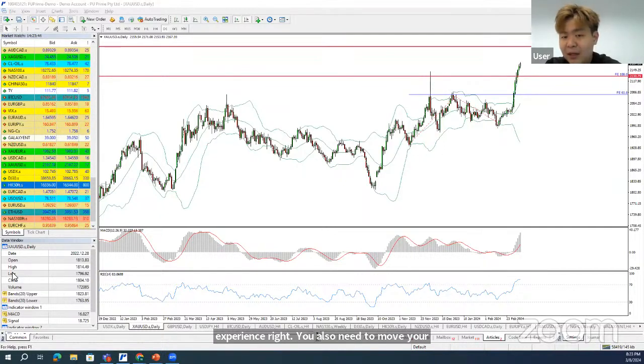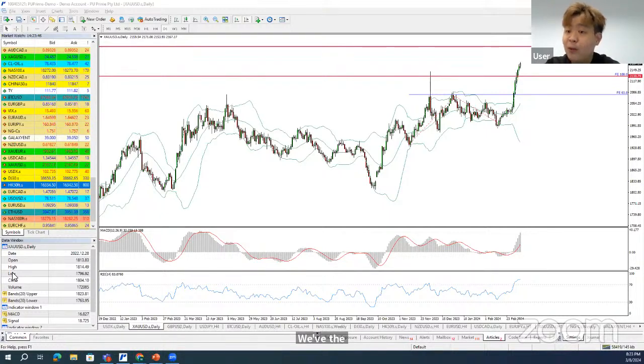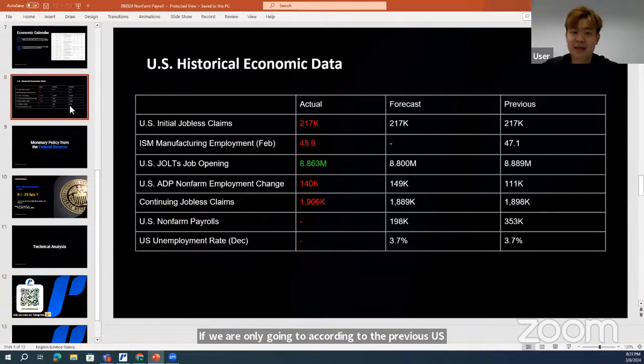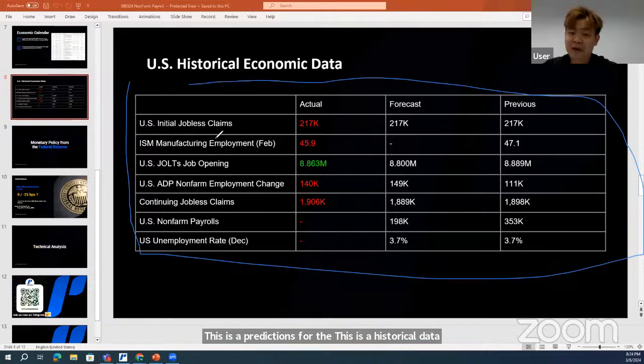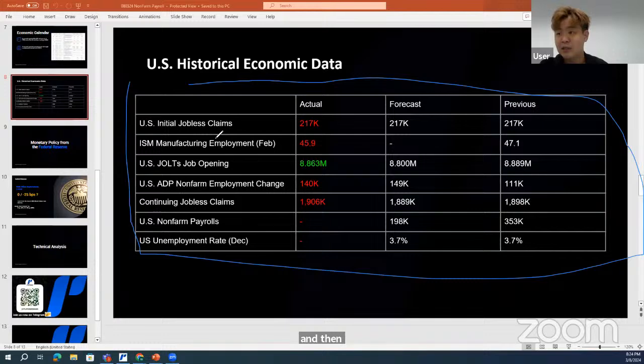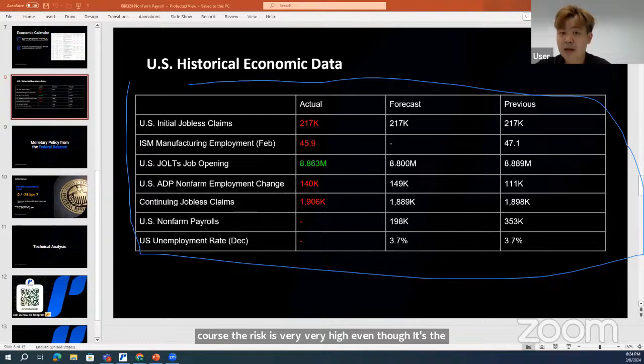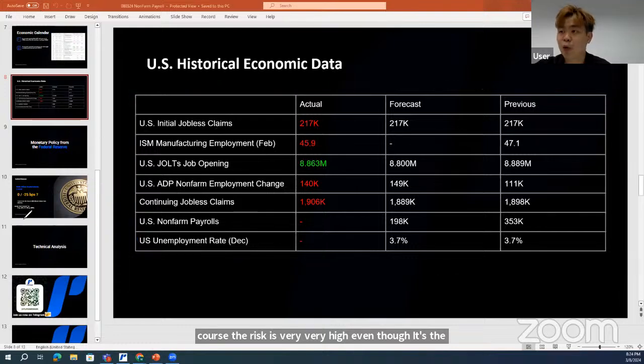With the estimated NFP figure, do you expect the price of gold to go up or go down? If we only go according to the previous US jobs data, this is the reading that I've been showing you just now. This is historical data from the US in the past 2 weeks. According to the jobs data, there will be chances for the NFP to provide a worse than expected reading, which leads to a drop in the dollar and then causes the gold price to go up more. If we only focus on historical data, but of course the risk is very, very high, even though historical data predicts NFP will be bad, because you can see that the gold price already hit almost a record high.